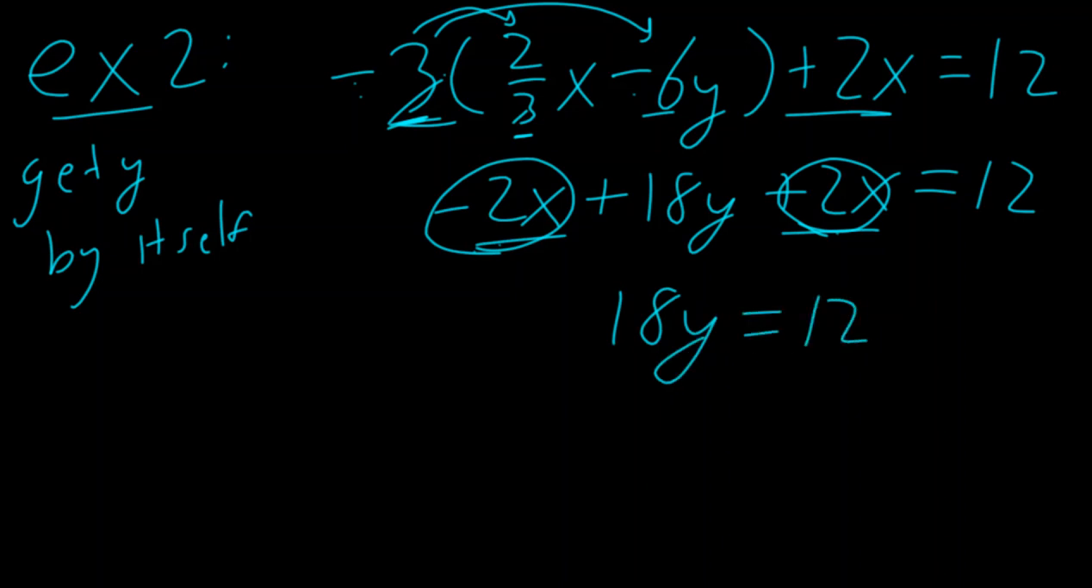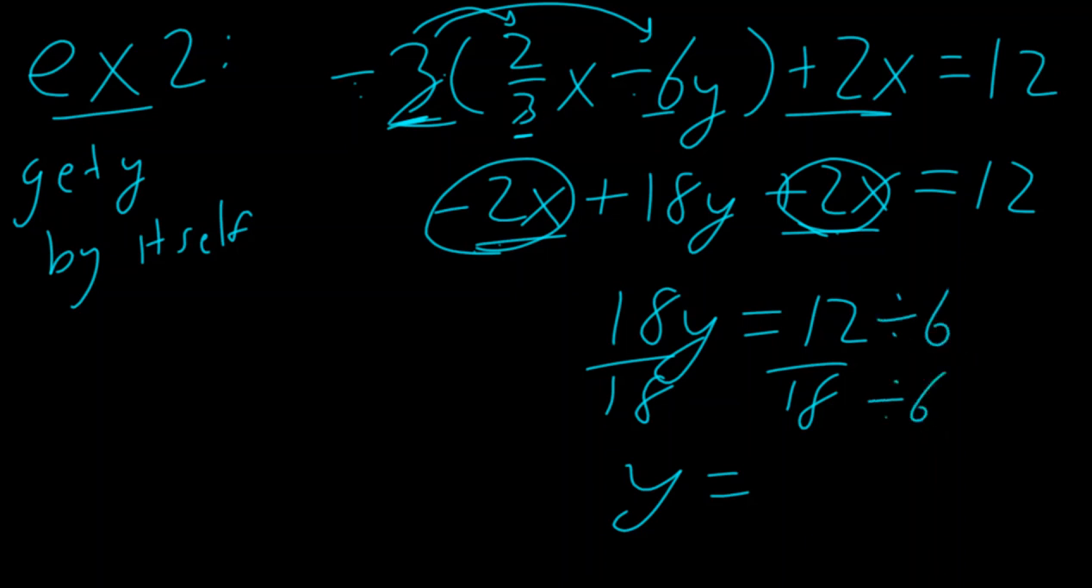Now from here, how would you get rid of the 18? Well, we'll divide both sides by 18, and we'll get y equals, and we want to ask ourselves, what values can both 12 and 18 be divided by? I would encourage you to pause the video and ask yourself, what number can they both be reduced by? And of course the answer is 6. 12 divided by 6 would give us 2, and 18 divided by 6 would give us 3.